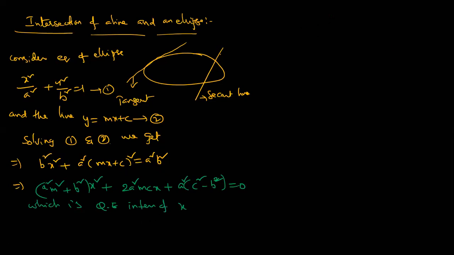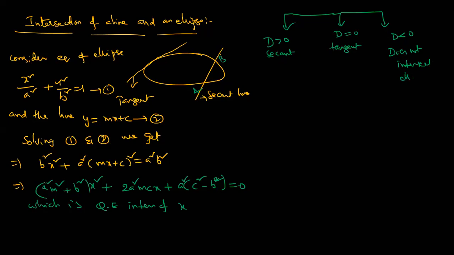So from this case, we are getting, there are 3 cases, dear students. What are they? D greater than 0 means what here? That is a secant line. The line meets the ellipse at 2 distinct points. That's the meaning. D is equal to 0 means what? That is a tangent. D less than 0 means what? It does not intersect the ellipse.